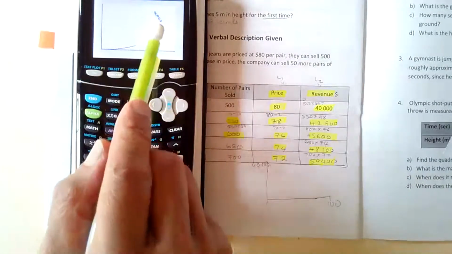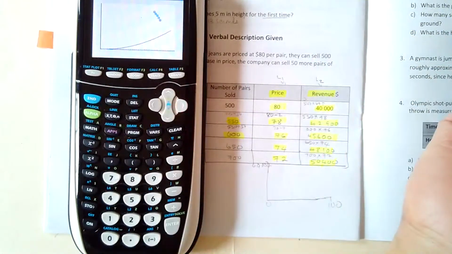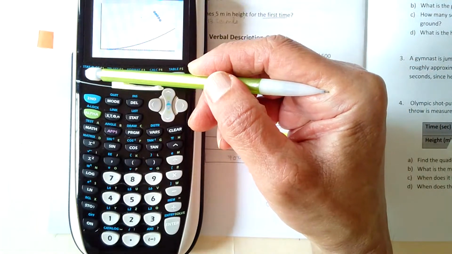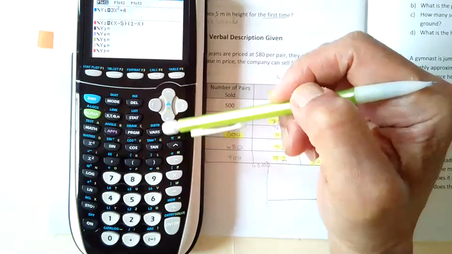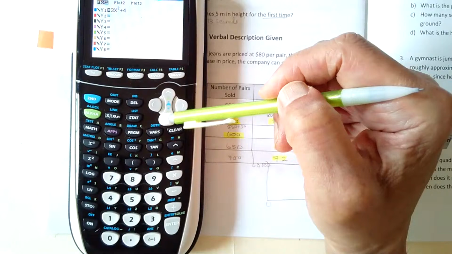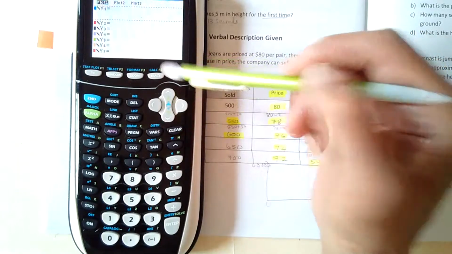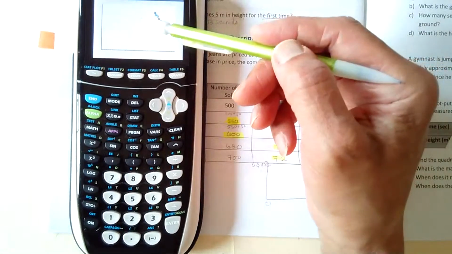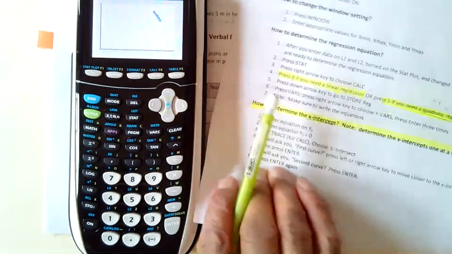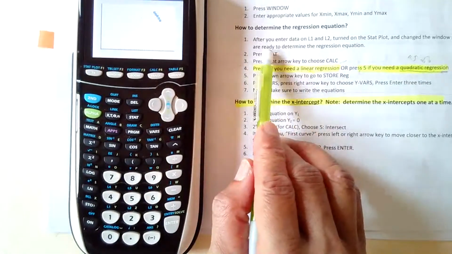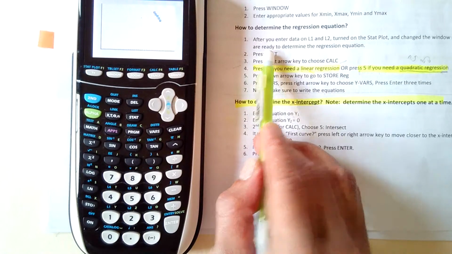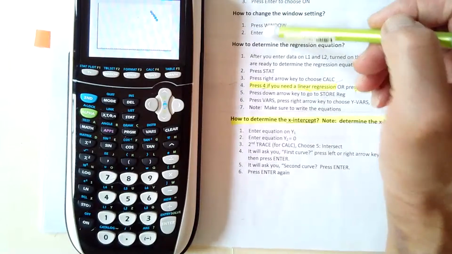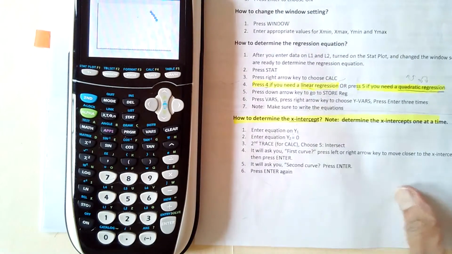So now notice, oh, I didn't clear my calculator, so I have to go back in here and clear my data. Now I need to find a regression equation, and that's where you're going to go to this section here, how to determine the regression equation. The first few steps here, 1, 2, 3, 4, 5 steps, will give you the equation.